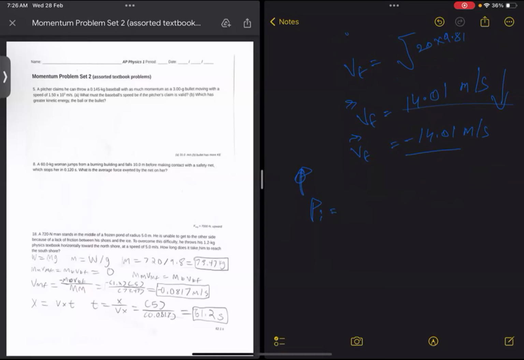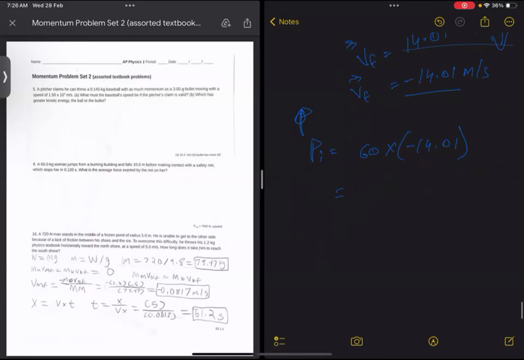So that is mass. What is the mass of this woman? That is 60 kg, multiplied by negative 14.01. Mass multiplied by velocity. So that comes out to be negative 840.4 kg meters per second. So this is the initial momentum, right?